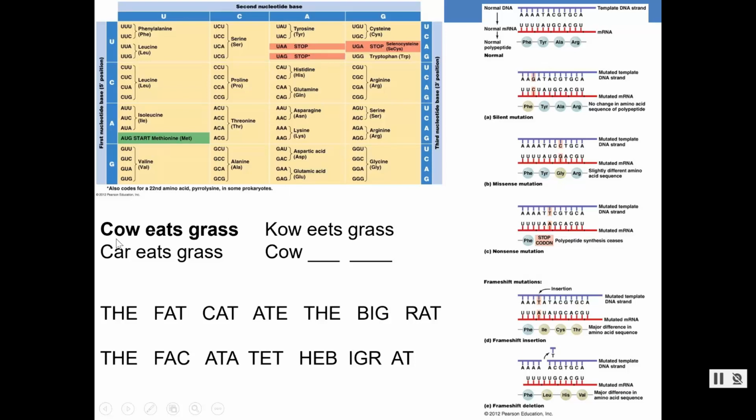So this would be similar to this. Instead of "cow eats grass," I get a change, and now it says "car eats grass." Well, it's still a sentence, but the sentence doesn't make sense. It's not doing the job it's supposed to do. Cars don't eat grass. So a missense mutation is when you get a different amino acid substituted, and that's going to change that protein. These can also lead to diseases, depending on where it is.